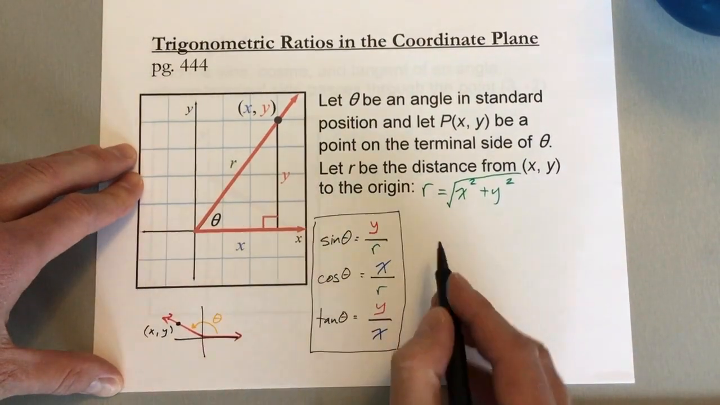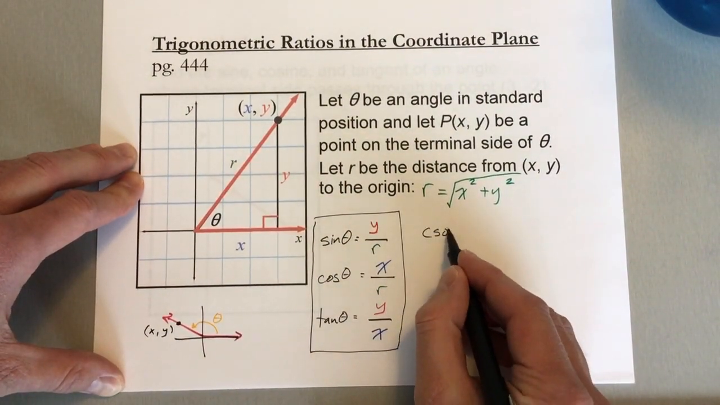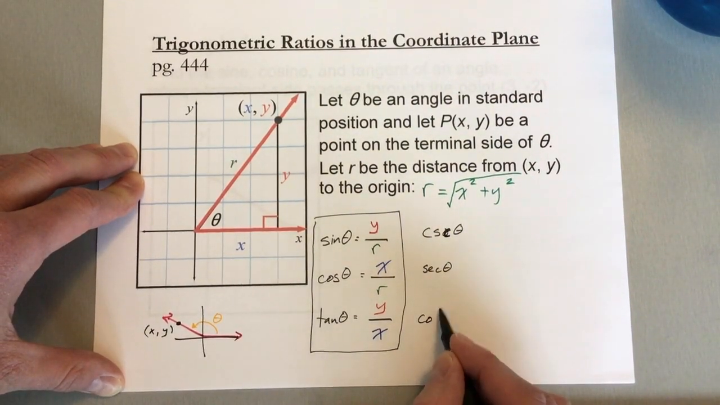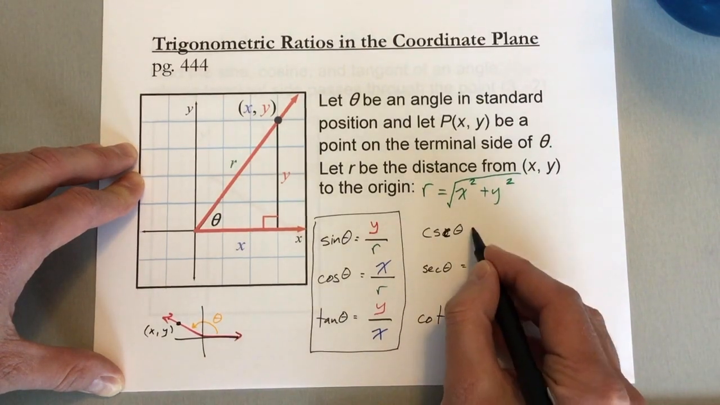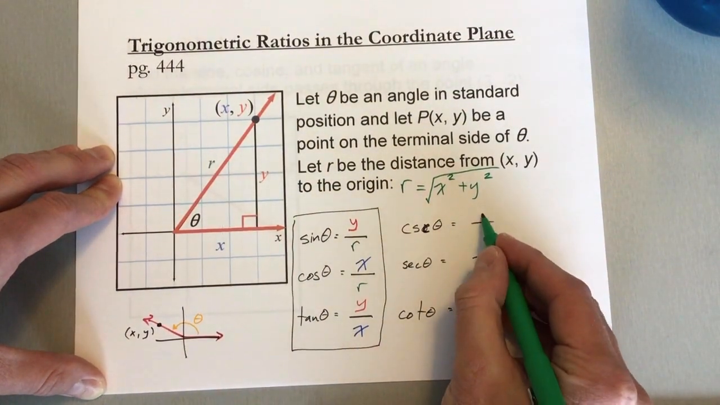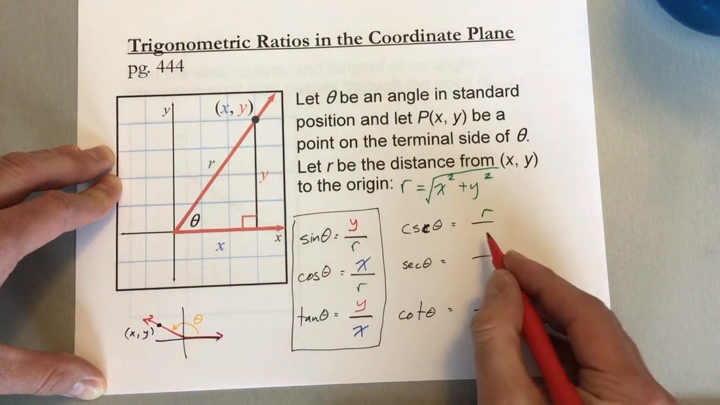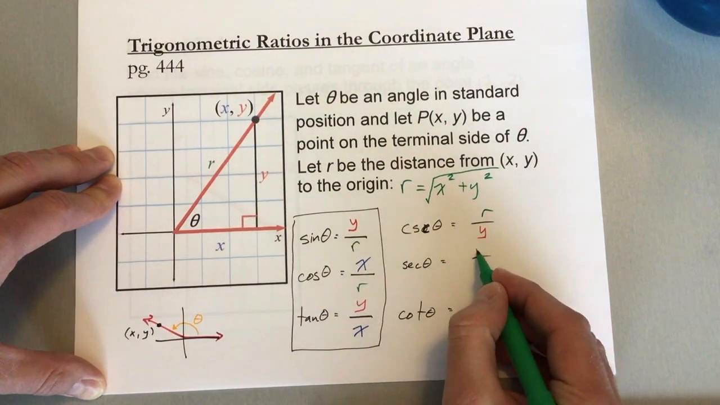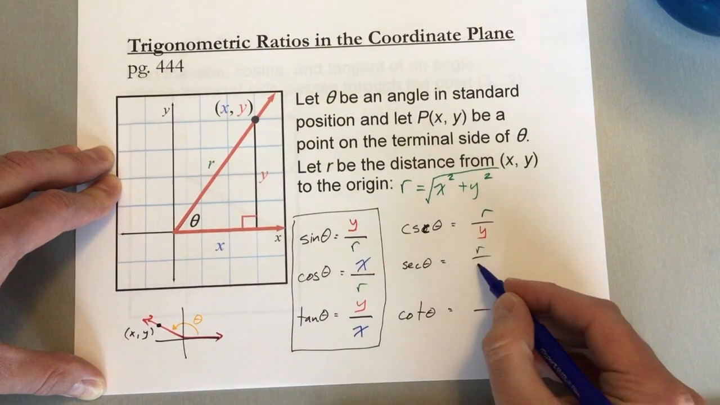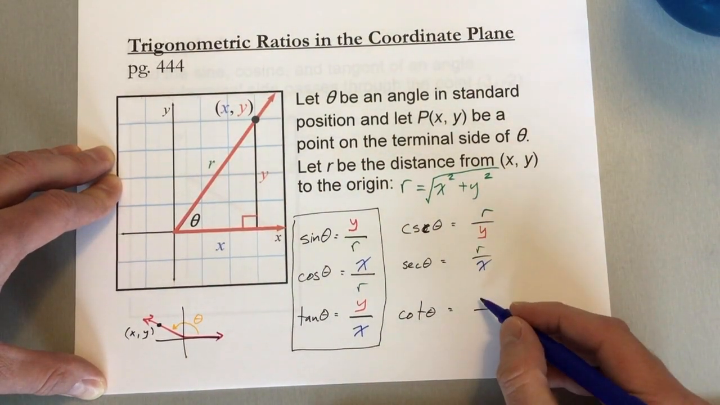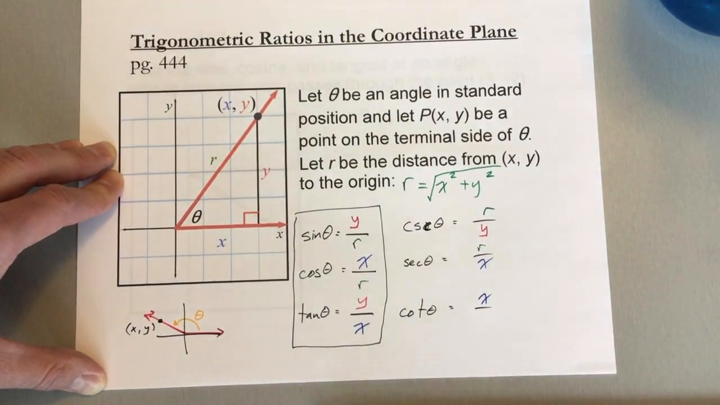Now, each of these ratios does have that same reciprocal ratio. The reciprocal of the sine is the cosecant, the reciprocal of the cosine is the secant, and the reciprocal of the tangent is the cotangent, and all those same definitions follow. To find the cosecant of an angle, that's the reciprocal of the sine, r over y. To find the secant, that's the reciprocal of the cosine, r over x. And to find the cotangent, that's the reciprocal of the tangent, x over y.